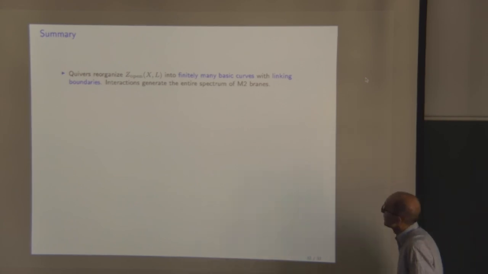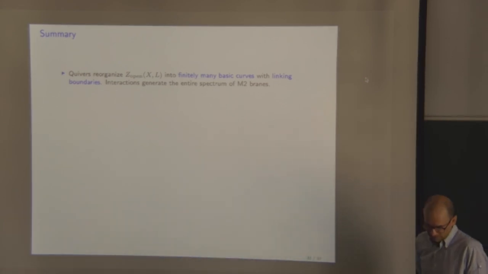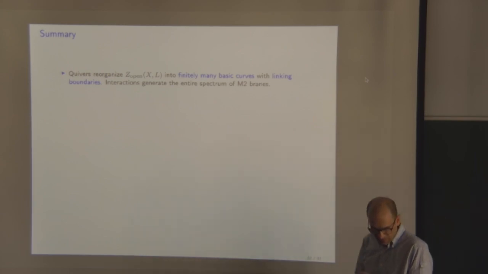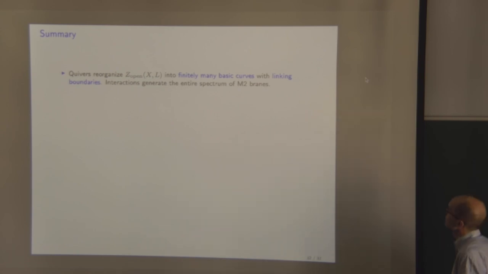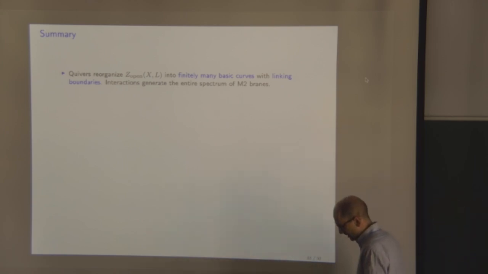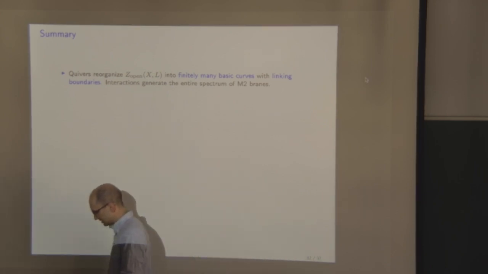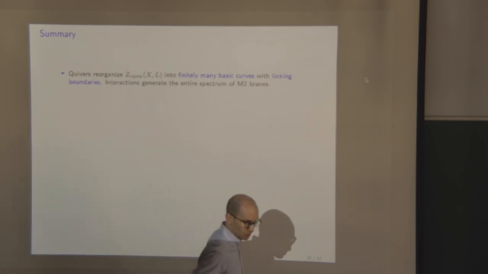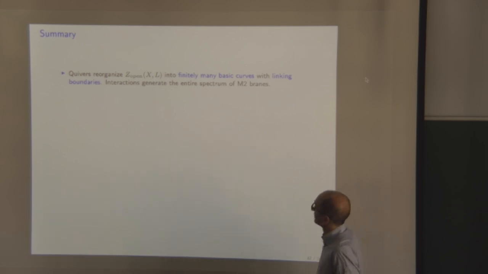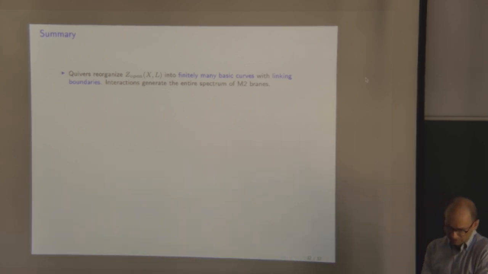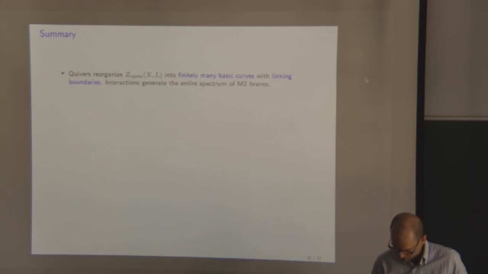Okay, so let me try and recap what I told you so far. Quivers appear to reorganize the open string partition function into finitely many basic curves with linking boundaries. In the case of knots, these curves are disks. In the case of links, there will be disks, annuli, and maybe curves with more punctures, we don't know. And then interactions among these boundaries generate the entire spectrum of topological strings, or of M2 branes.